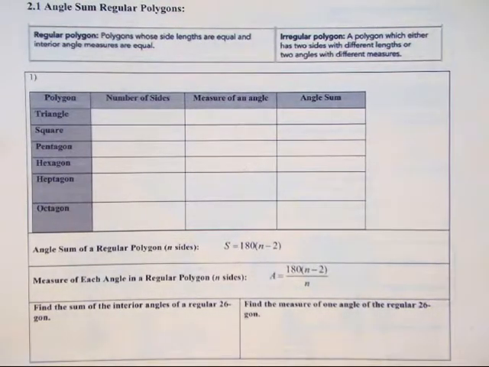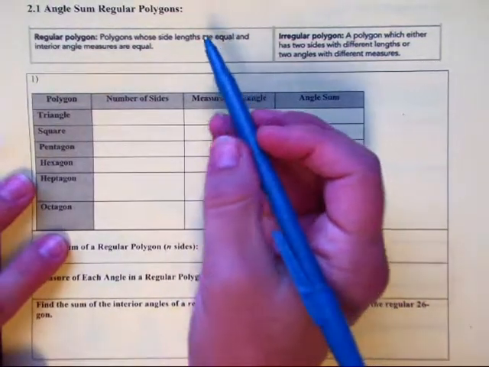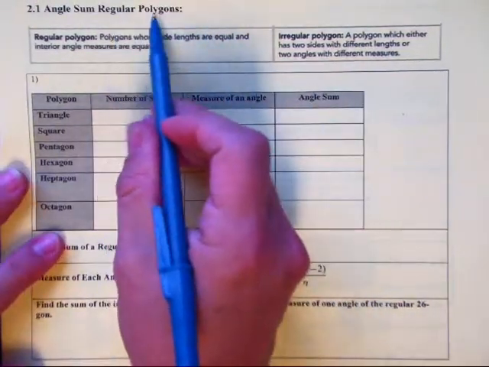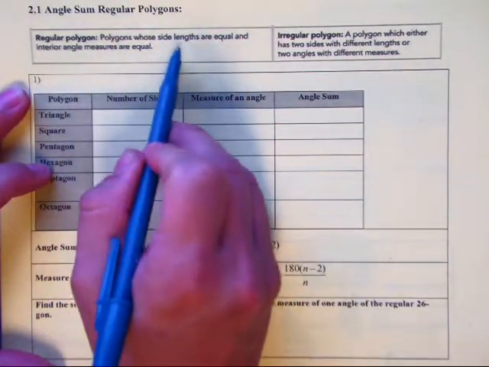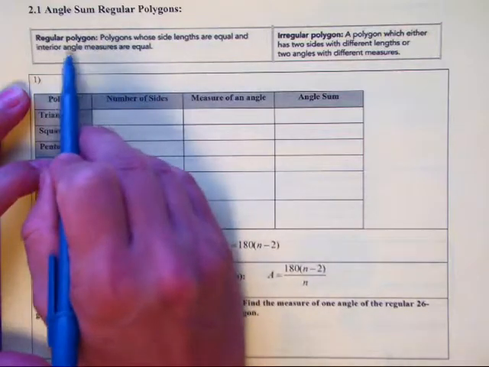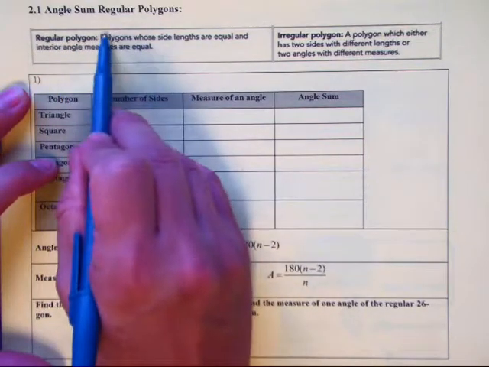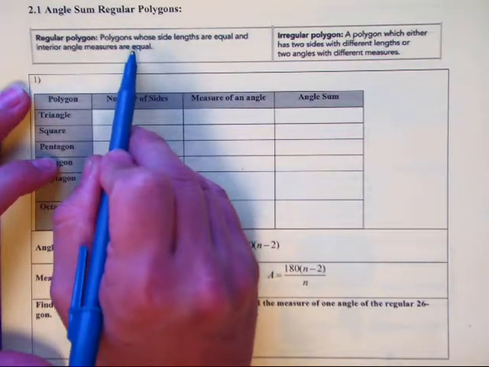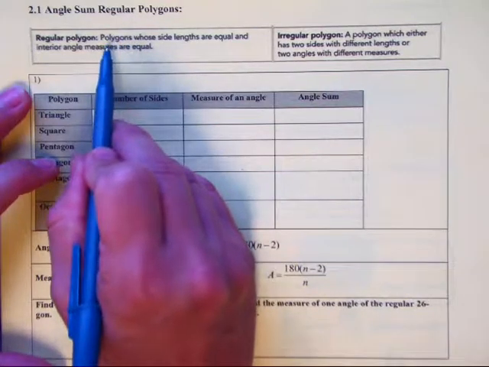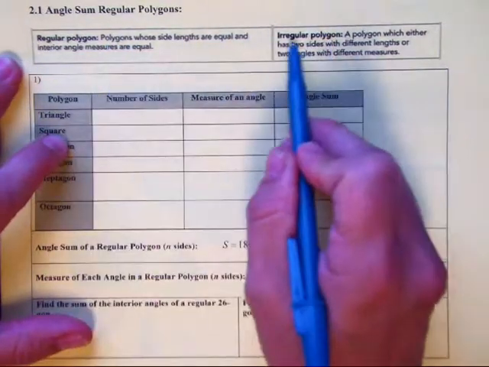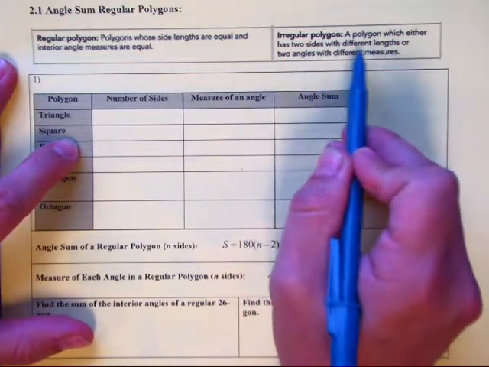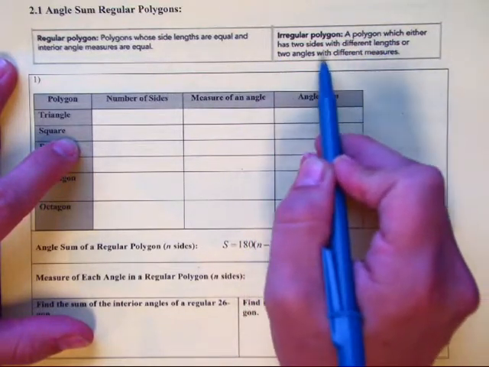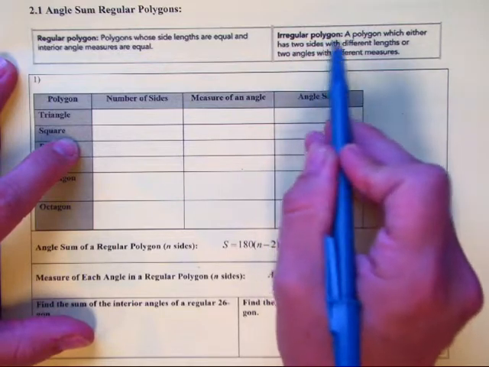All right, today we are going to learn about how to do the angle sum in regular polygons. So first we need to know, what is a regular polygon? Regular polygons are polygons whose side lengths are equal and interior angle measures are equal. So basically we're saying all the sides in the shape are the same, all the angles within the shape are the same, okay? Versus an irregular polygon would be a polygon with either two sides with different lengths or two angles with different measures. So bottom line, irregular, they're not all the same.